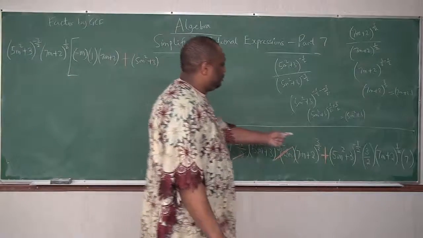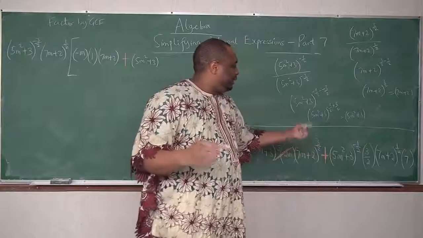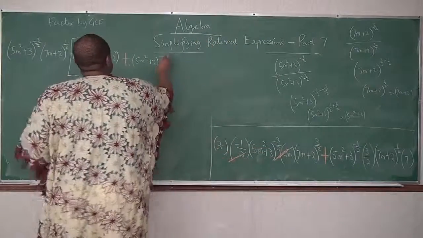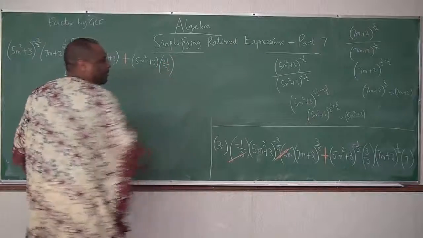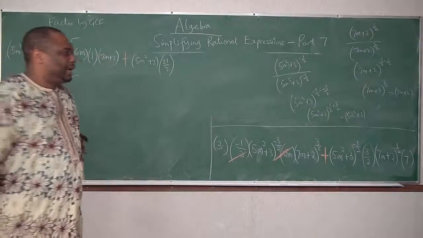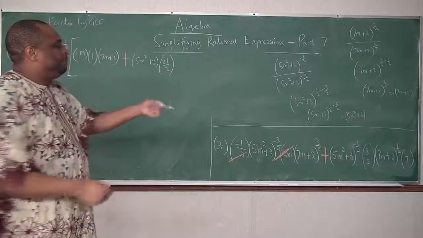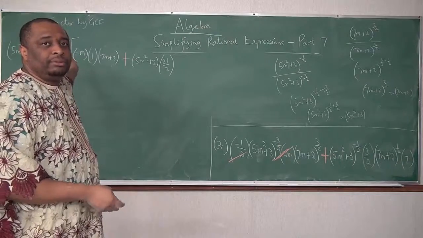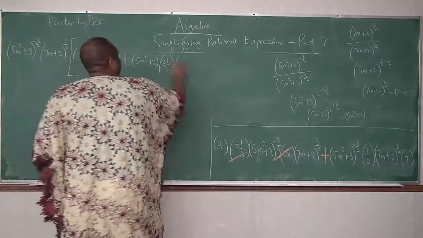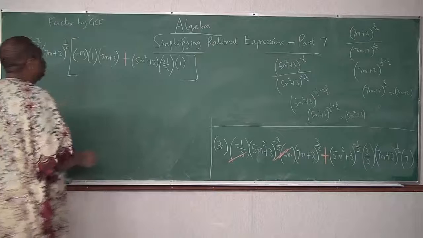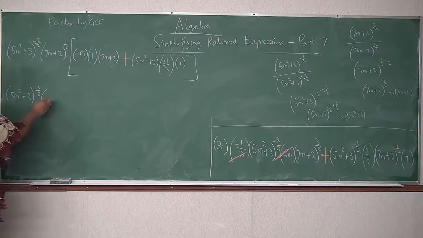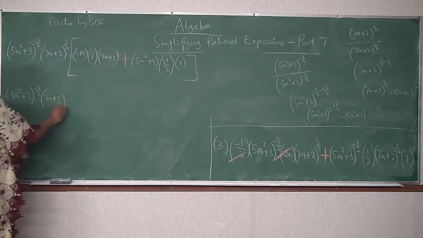Then we can easily do 3 over 2 times 7. 3 times 7 is 21. So 21 over 2, we can just do 21 over 2 instead of writing it 2 times. Then 7m plus 2 exponent 1/2 divided by 7m plus 2 exponent 1/2 is 1. Okay, so this will give us 5m squared plus 3 exponent negative 3 over 2 times 7m plus 2 exponent 1/2.